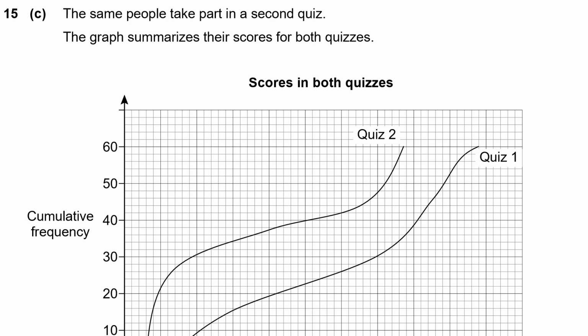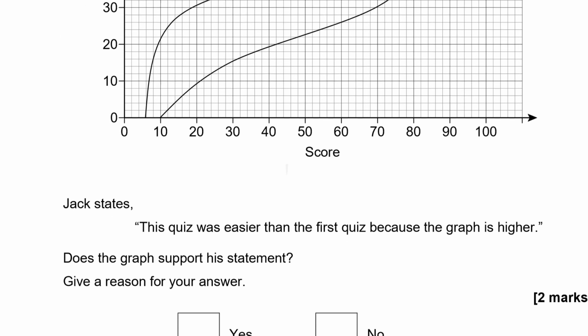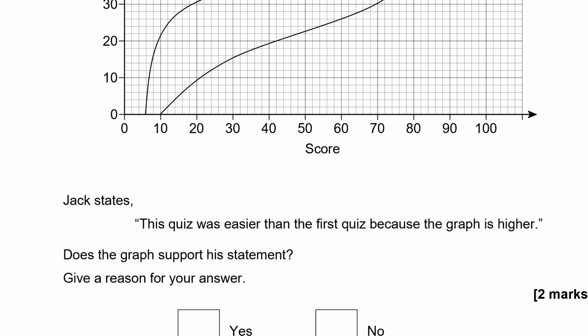Question 15C. The same people take part in a second quiz. The graph summarizes their scores for both quizzes. So we've got our original curve quiz 1 and our new curve quiz 2. Jack states the quiz was easier than the first quiz because the graph is higher. Does the graph support this statement? Give a reason for your answer.